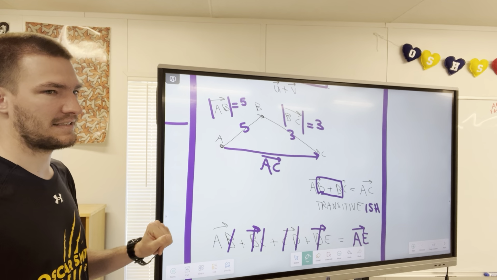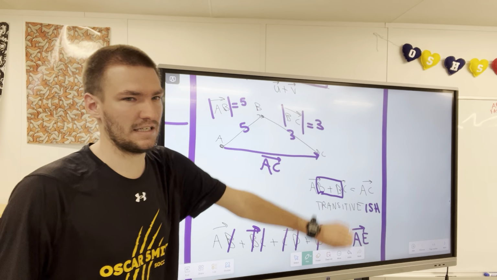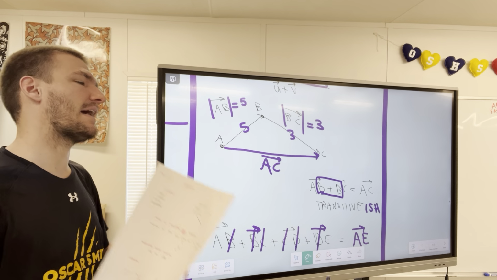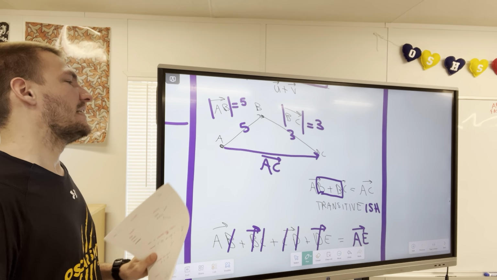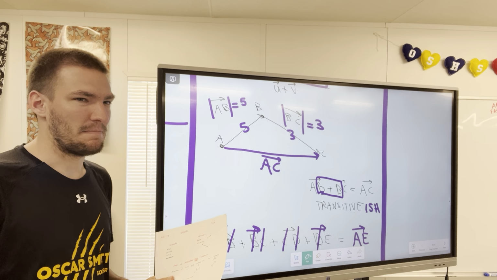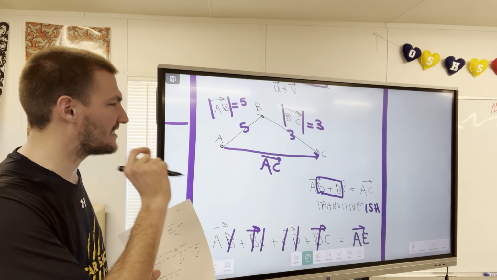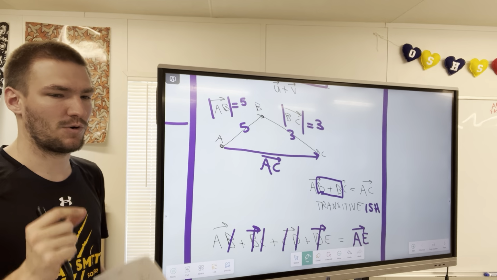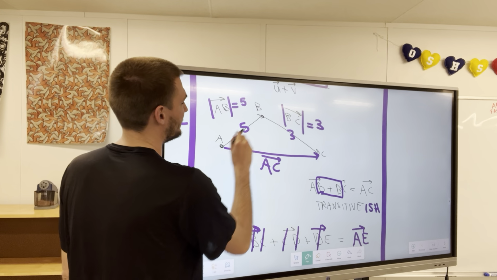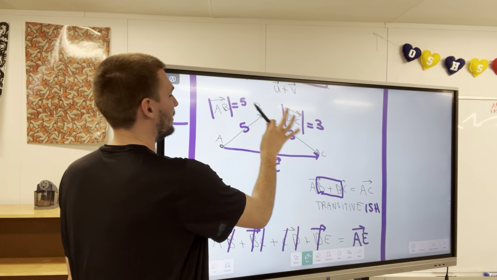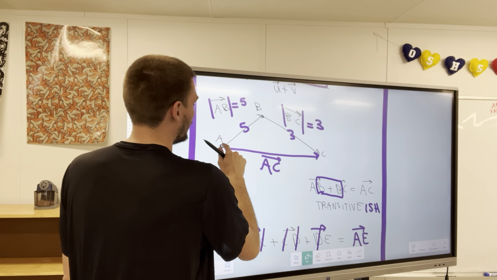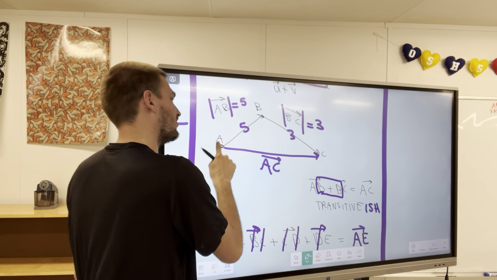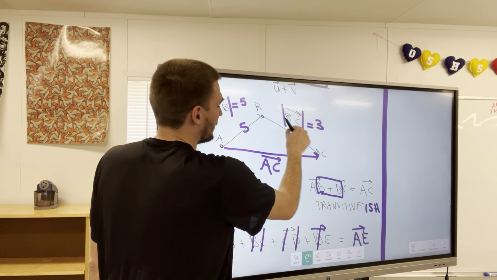Is it 8? This one's 5 and this one's 3. Can we just add their magnitudes and just make it work as 8? Not always. Maybe there's a very, very, very slight chance that it might work. But remember, this is a triangle, and we're being kind of inefficient as we go from A to C. We're wasting a lot of distance, traveling a little bit up and traveling a little bit down.